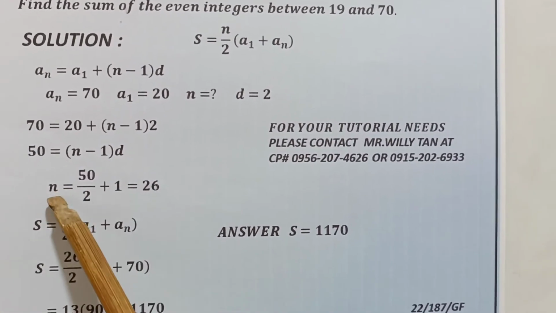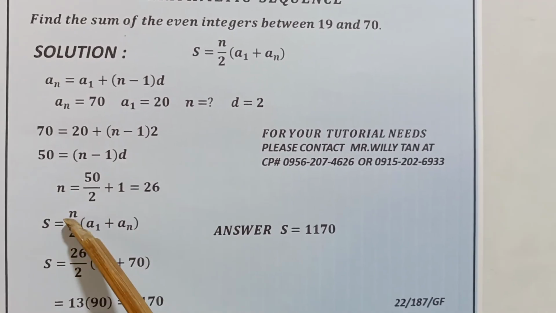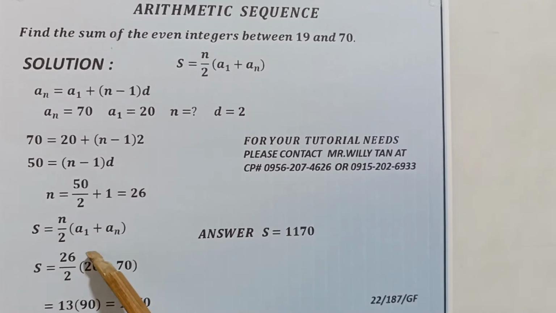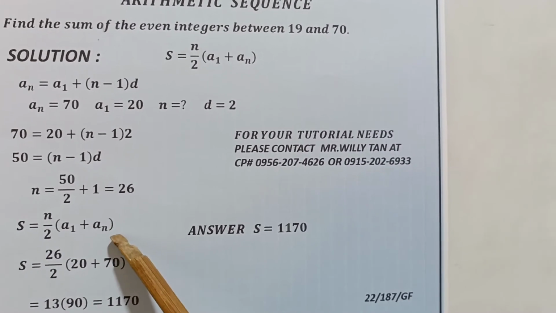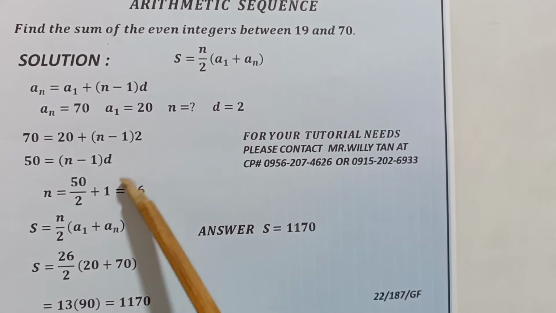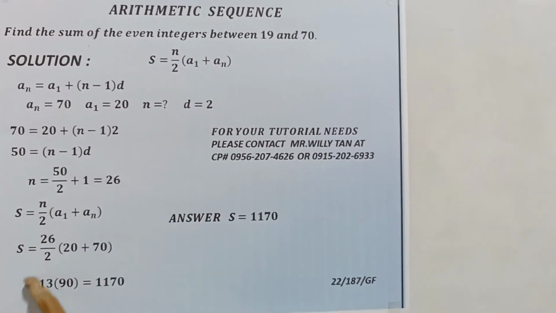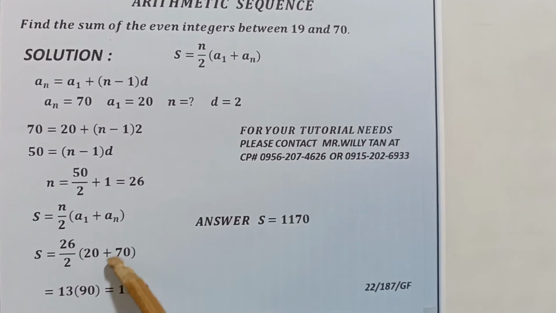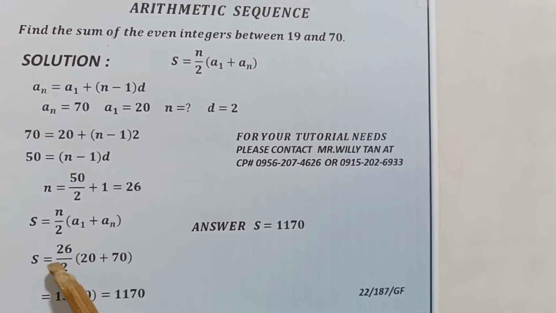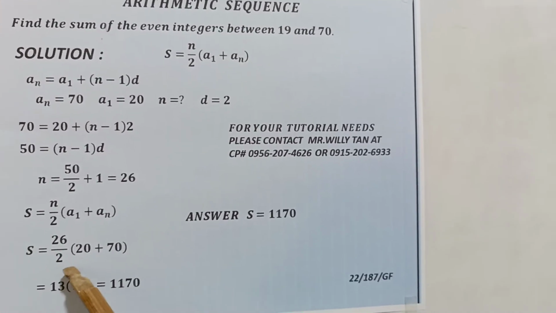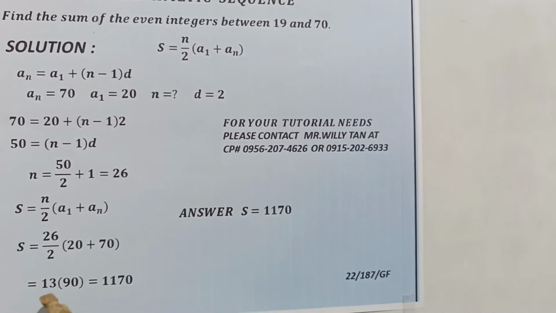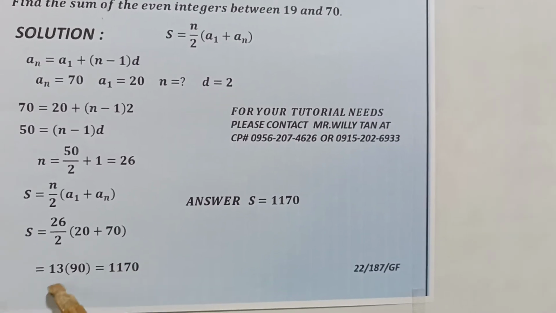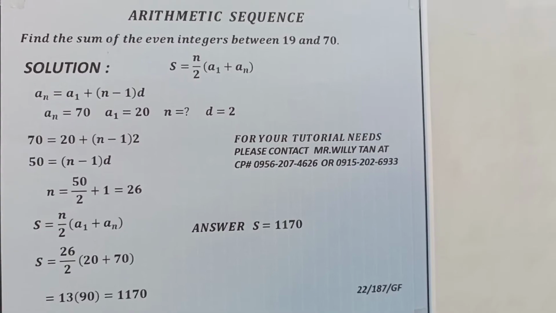After getting the value of n, we are going to substitute it into the formula n over 2 times the quantity a sub 1 plus a sub n. So, since we have computed the value of n, which is 26, we just substitute 26 over 2, a sub 1 is equal to 20, a sub n is equal to 70. Computing, 26 over 2 is 13, 20 plus 70 is 90, 13 times 90 is 1170. So this will be our answer for our second problem.